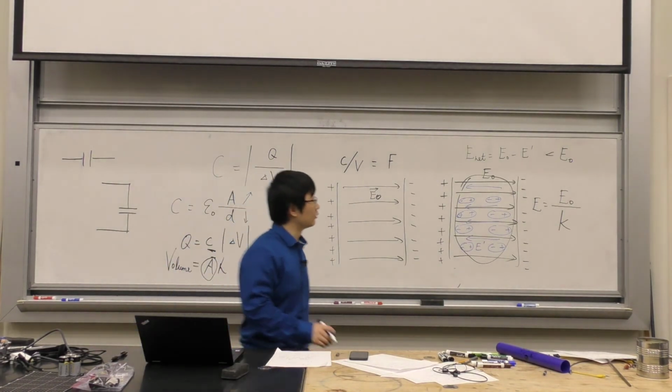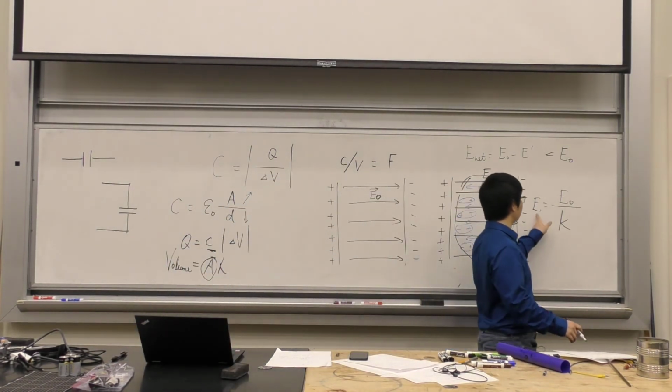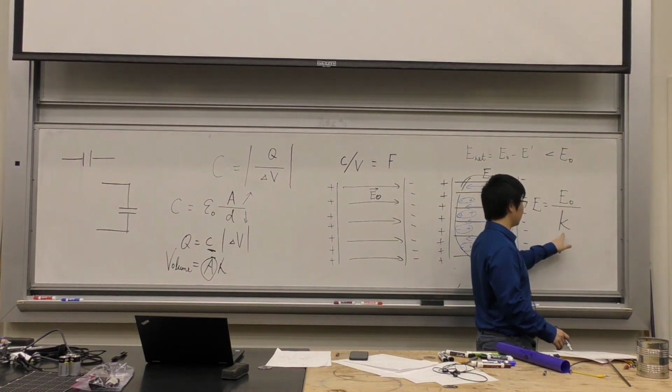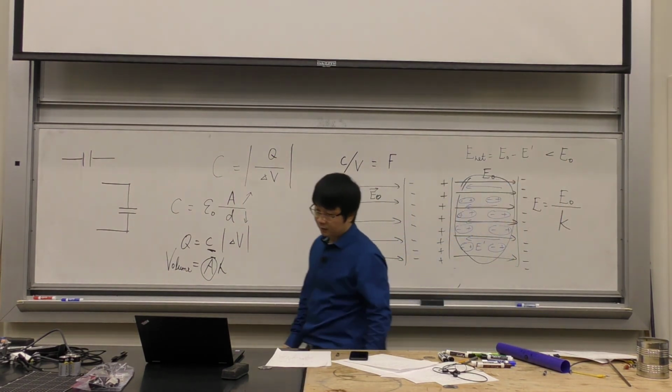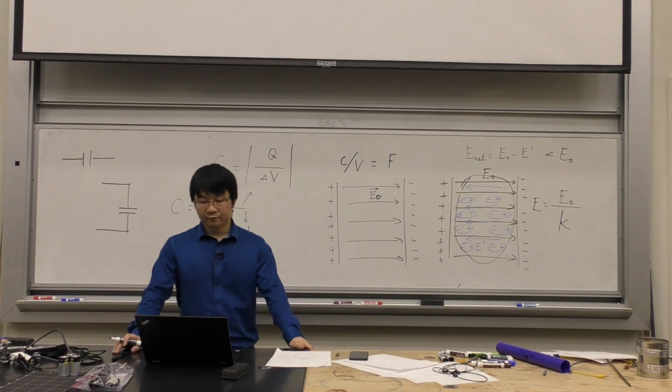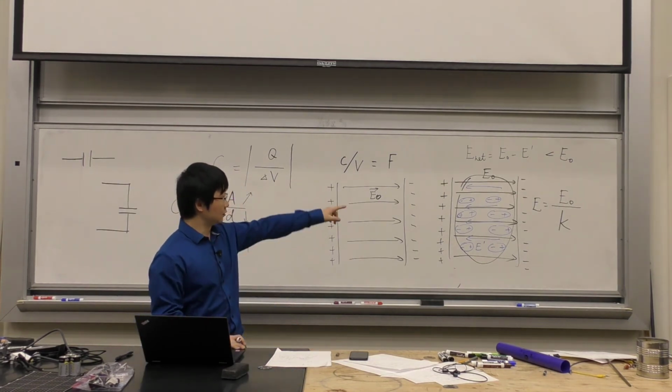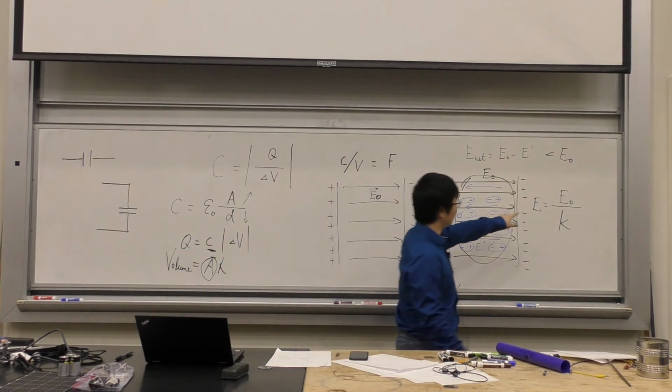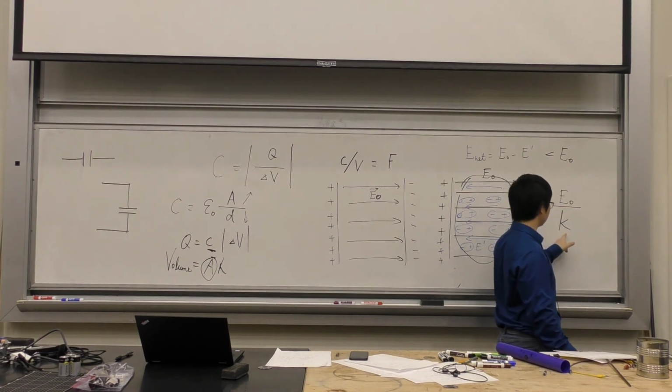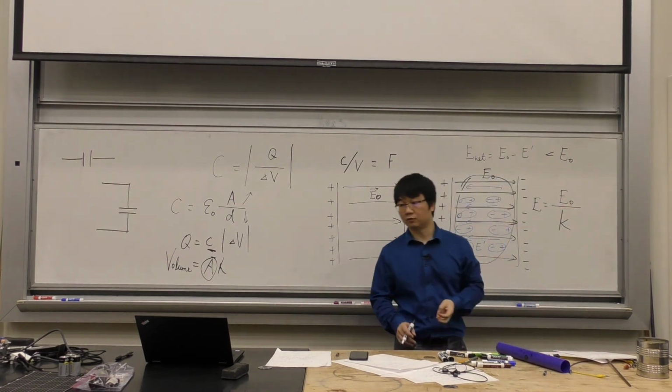It doesn't have a unit. Of course, it shouldn't have a unit, right? These two guys have the same unit, so this has to be a pure number. And then it's always greater than 1, right? Because this E is going to be smaller than E naught. So this K is going to be greater than 1, of course.